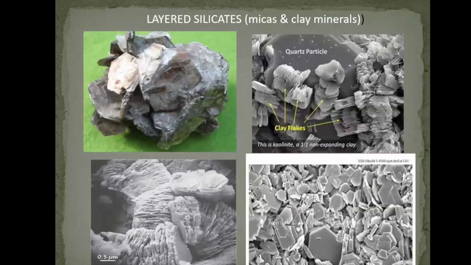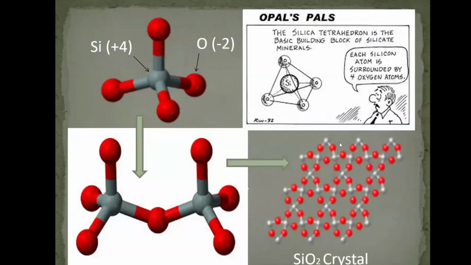So how are these layered silicates, like micas and clay minerals? If you look back a page, there's the sheet like this here, and there are many sheets stacked on top of each other. That's how the top ones and the bottom ones are connected.